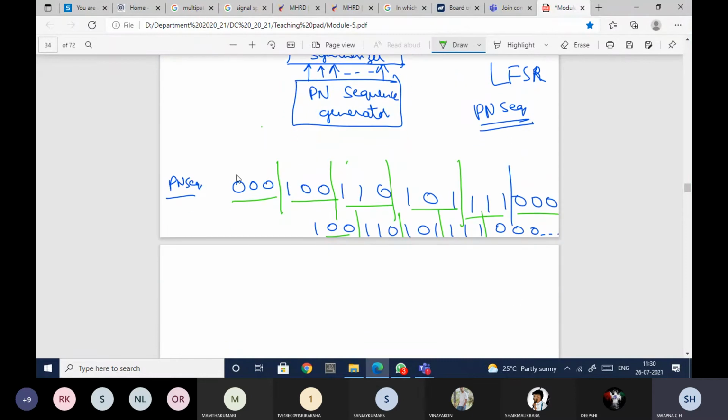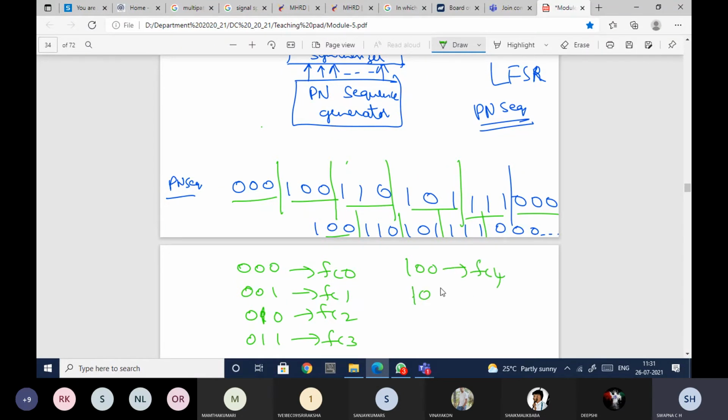See here, since I'm dividing it into 3 bits, 0 0 0, let me name it FC0, 0 0 1 is FC1, 0 1 0 is FC2, 0 1 1 is FC3, 1 0 0 is FC4, 1 0 1 is FC5, 1 1 0 is FC6, 1 1 1 is FC7.